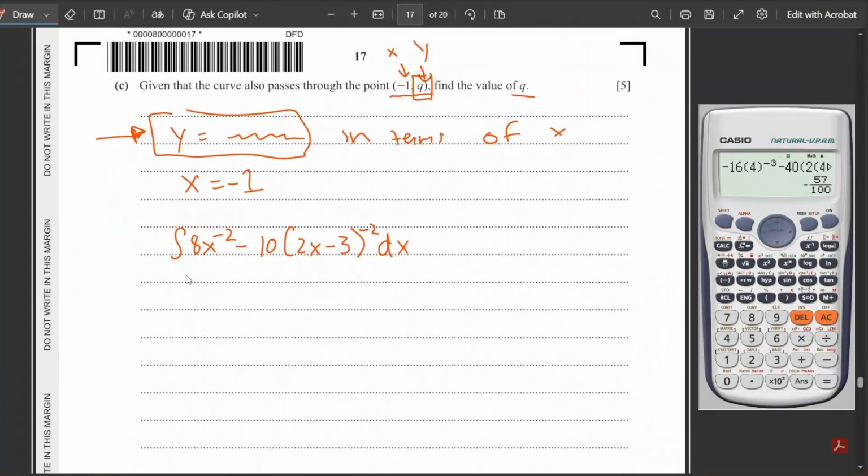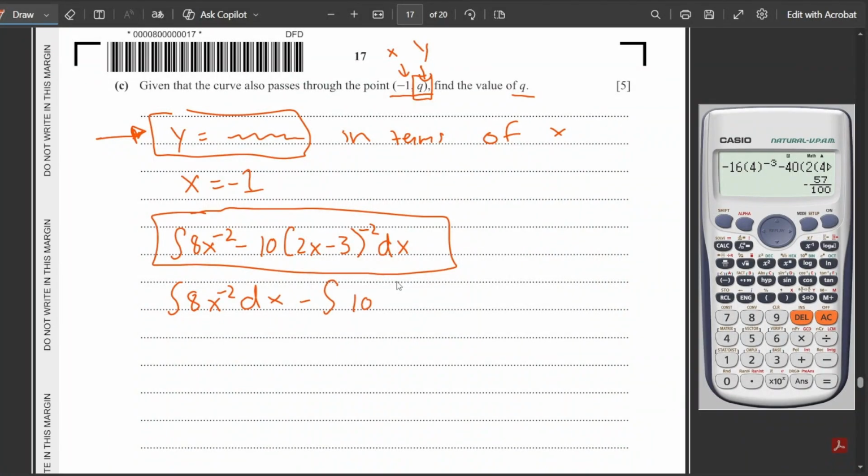Okay, so I have to integrate all of this. When I integrate this first part, I can basically separate both of these bits and pieces. So I can separate them into this part, and then minus the integral of 10 (2x minus 3) to the power of minus 2 dx. This 8 can pop outside the integral because it's a constant. So can this 10, because it's a constant term.